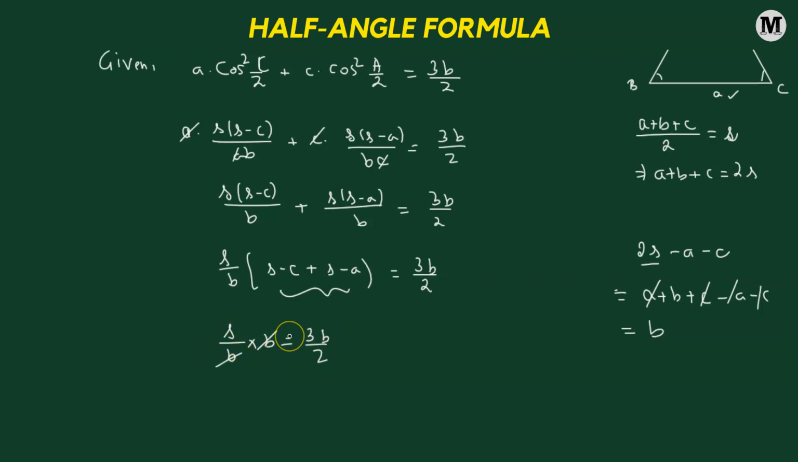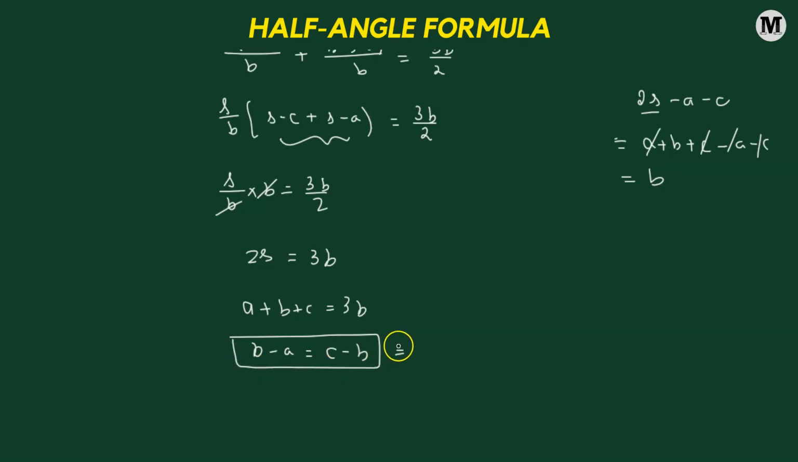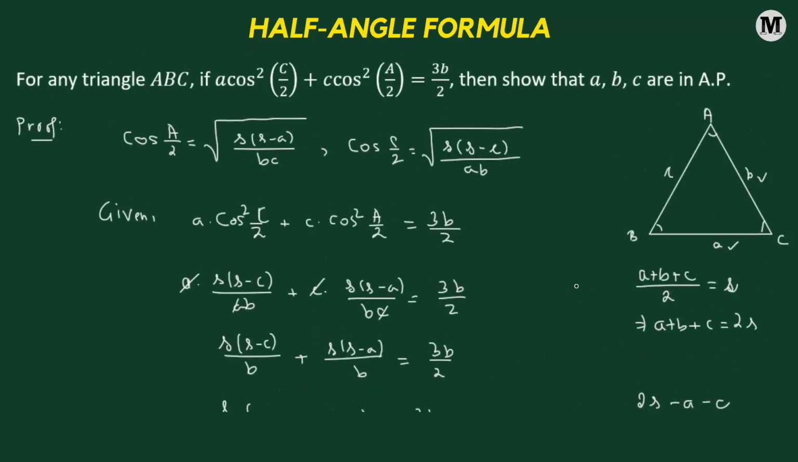So let's factor out the b. Now we have 2 times s equals 3b. So 2 times s is simply a plus b plus c, which equals 3b. Or in other words, we have b minus a equals c minus b. So whenever this particular criterion is met, it tells us that a, b, c, the sides of the triangle ABC, are in arithmetic progression. So hence we have successfully proved the problem.